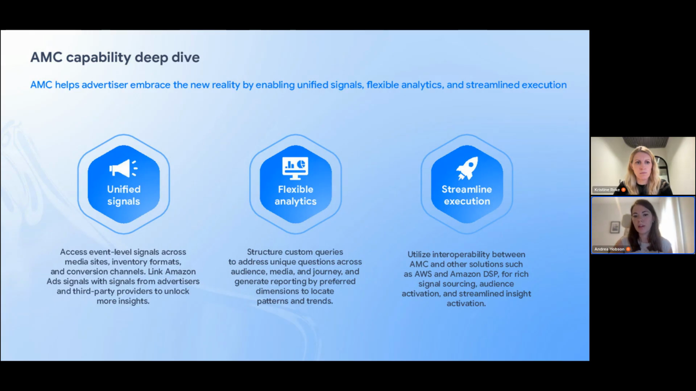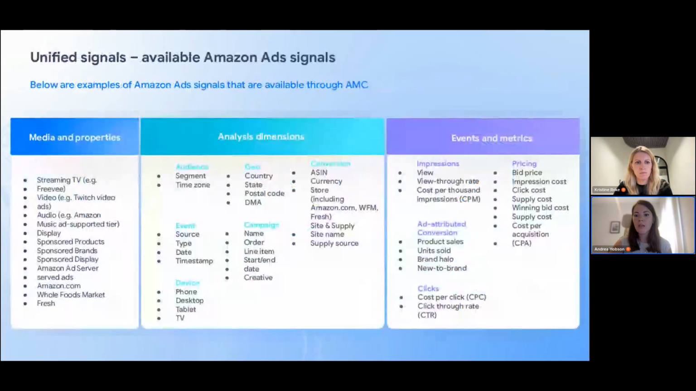So now for these signals, we've been talking a lot about the signals that AMC has, that event level data. And to make this more practical, we group these into 3 different categories.